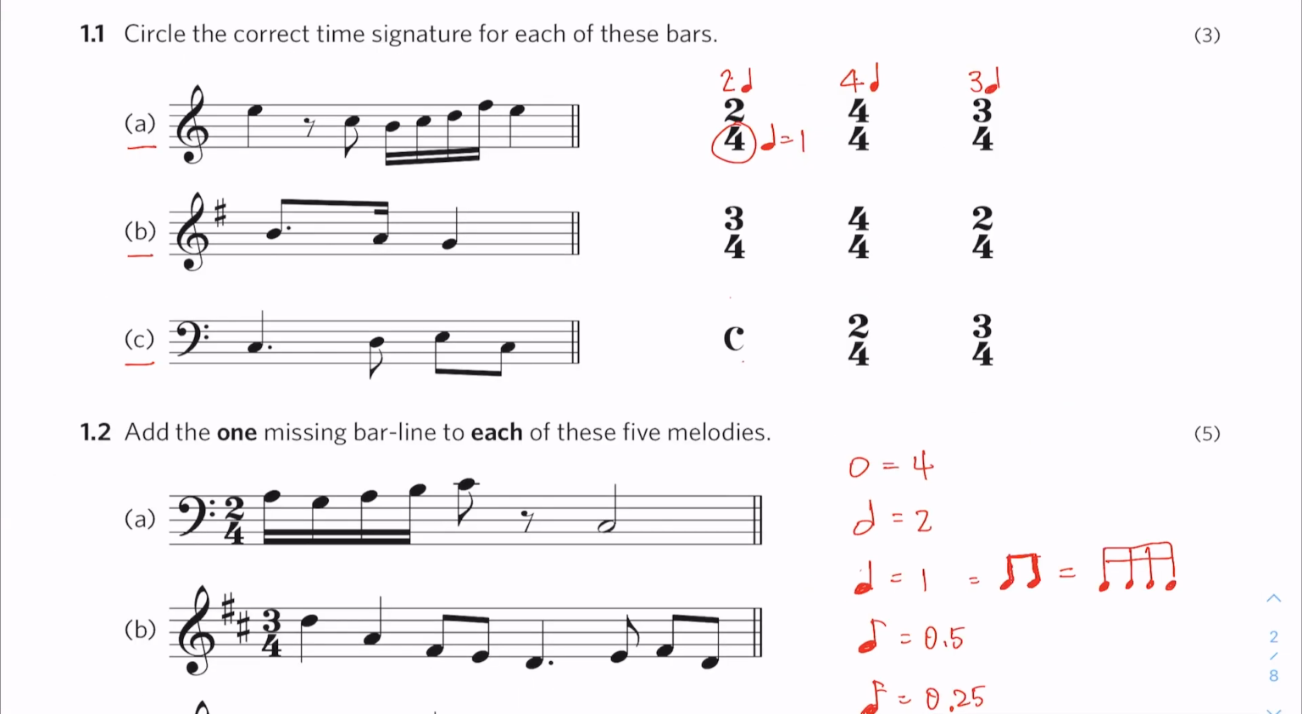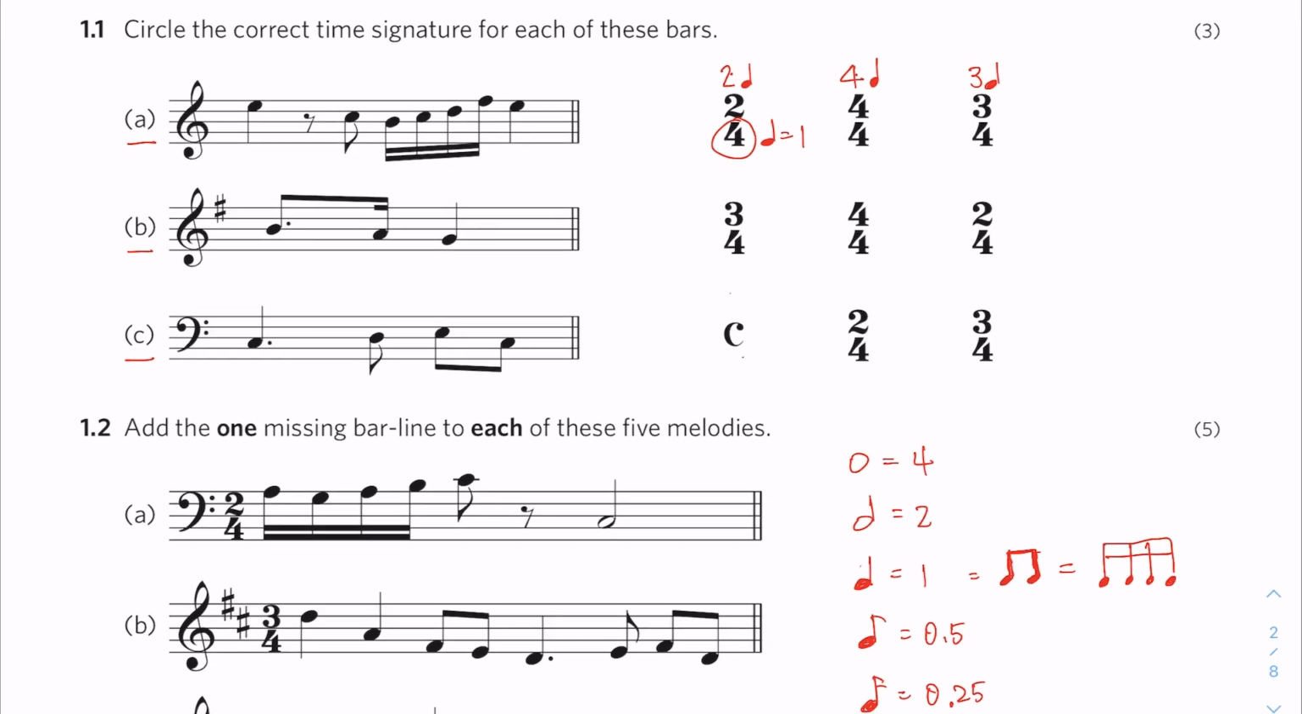Now back to question A. All we need to do is group the notes in crotchets, because we already know that a crotchet is the unit of 1 beat. Starting at the beginning, we've got a crotchet here, so I'm going to draw a crotchet. Next, we have a quaver rest and a quaver. Both of them are 0.5, so together they make 1 crotchet.